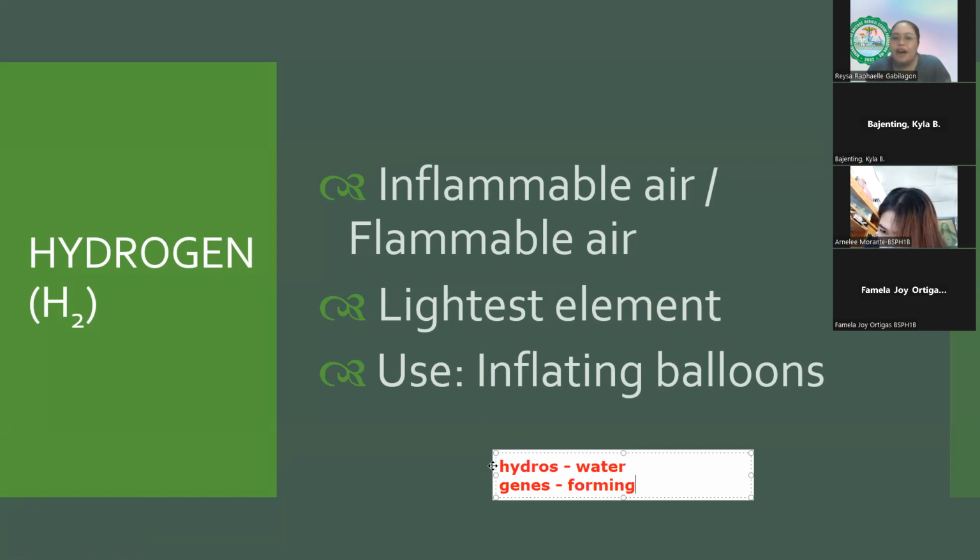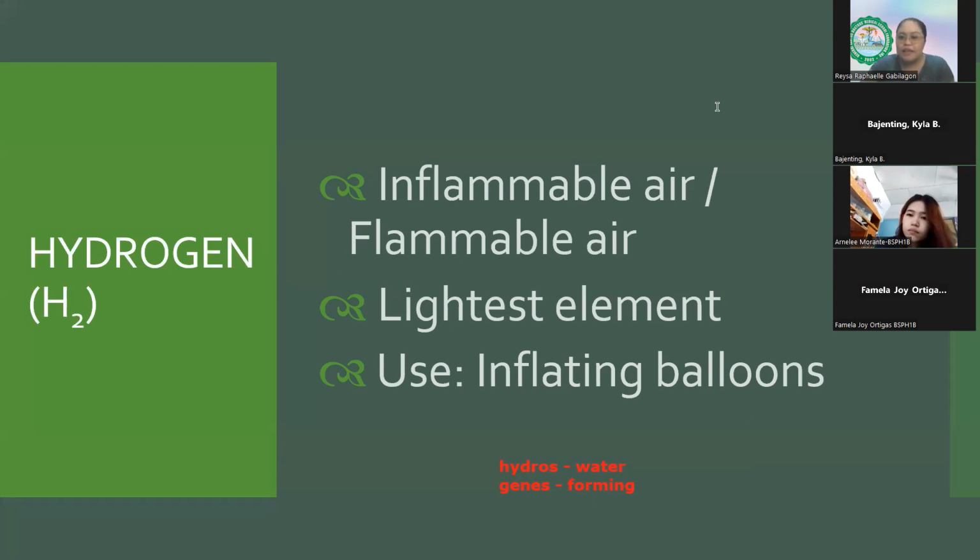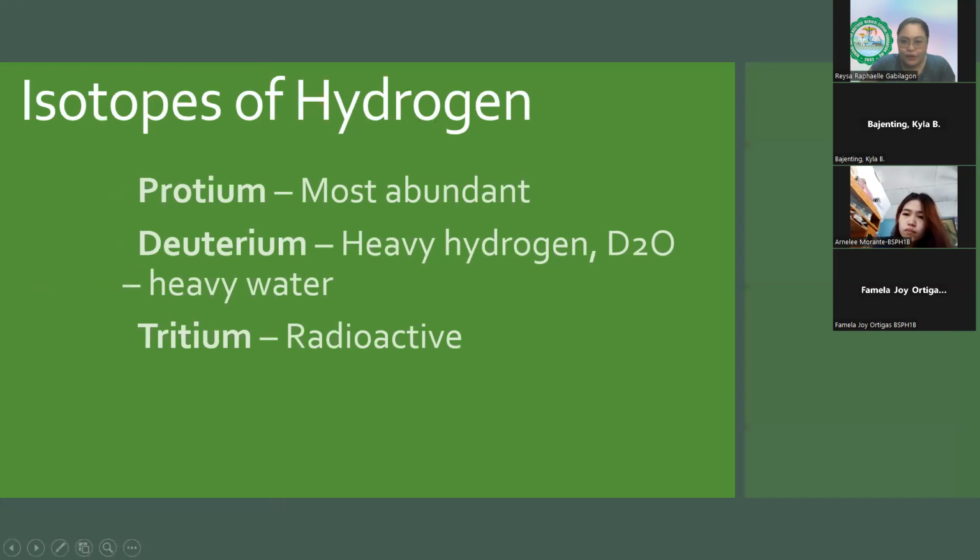Now, other names of hydrogen, we have inflammable air or flammable air. Now, what else do you need to know? This is the lightest element. Second lightest kanina yung helium. Syempre ito yung first. And industrially, ang gamit ni hydrogen, just like helium, this is used to inflate balloons. Kaya lang yung balloon na hindi voluntarily lumilipad. Okay? Sige. So, now we have isotopes of hydrogen.